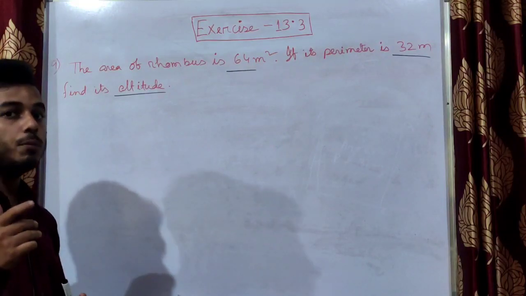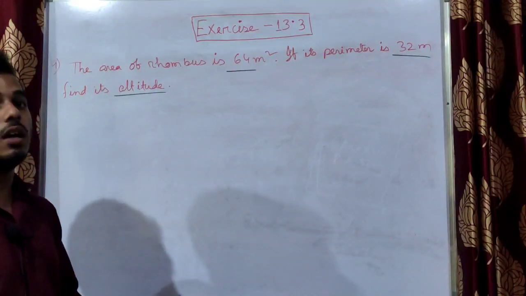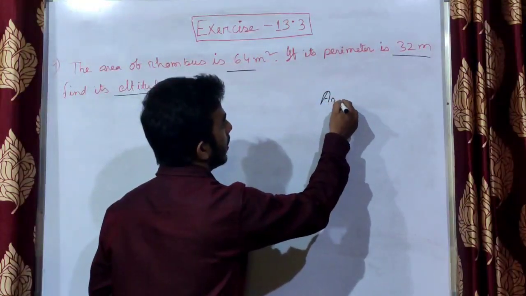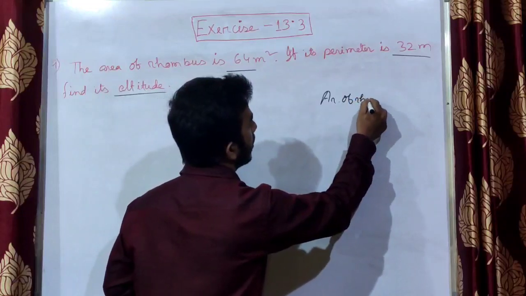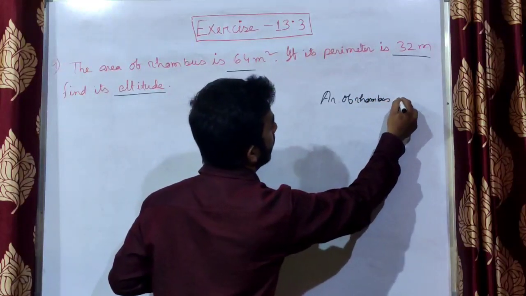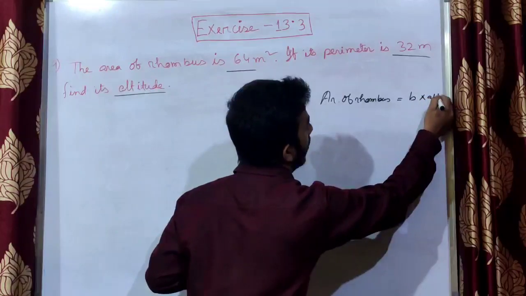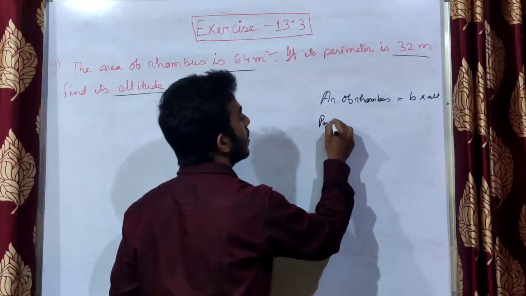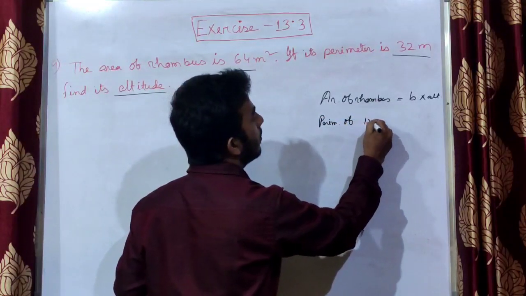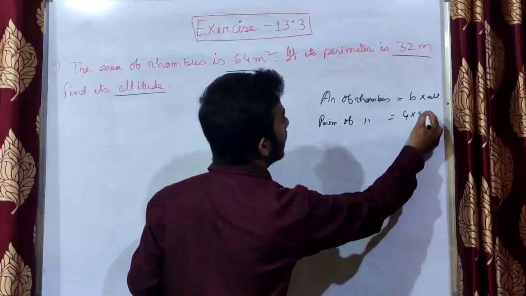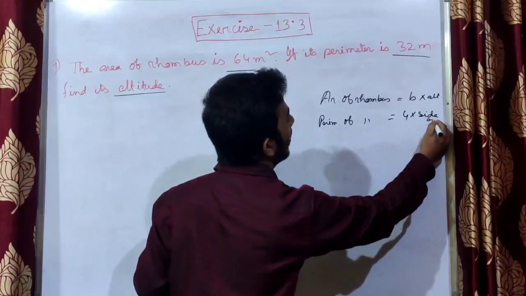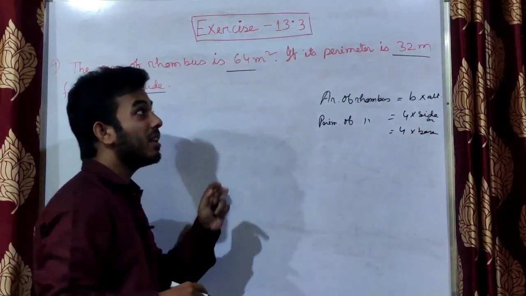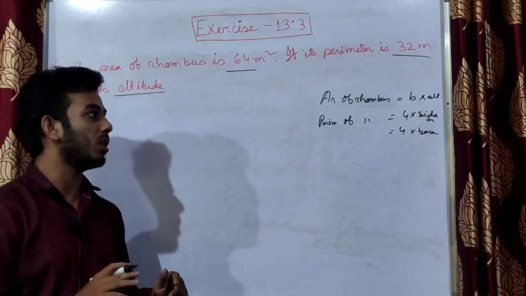First of all we have to know what is area. How can we find area? Area of rhombus is base into altitude, right? And perimeter of rhombus is 4 into side, or 4 into base. Side or base is same, right? In the rhombus, all sides are equal.